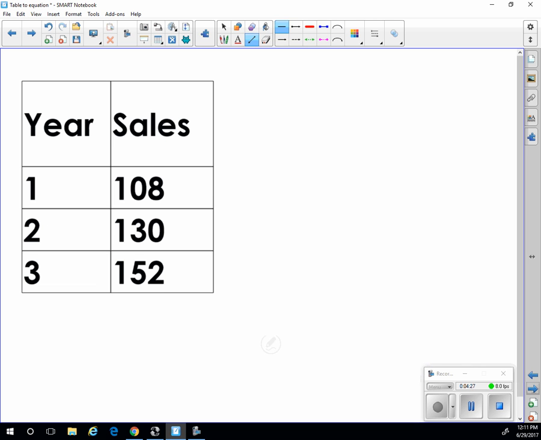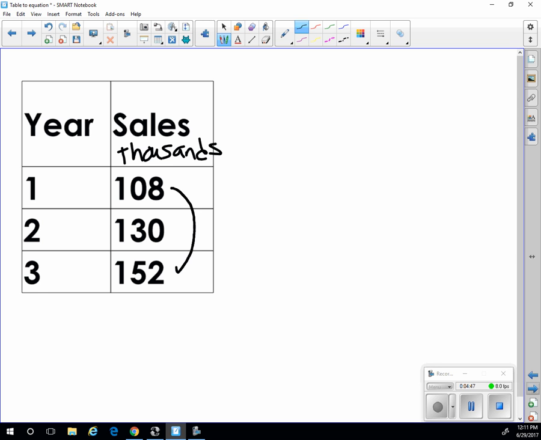Well, it doesn't have to be just x and y. It could be years and sales, maybe in the thousands or something. So if we wanted to write an equation that matches the increase in the sales, if it's increasing by the same amount every year, we need to find out by how much it increases.